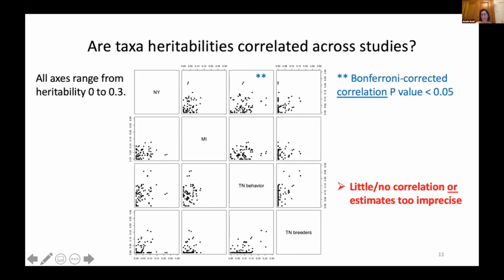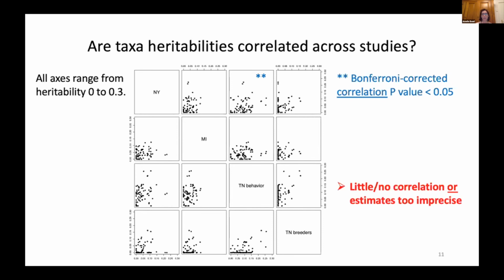And indeed, there is a correlation that is significantly different from zero, even after accounting for the 6 tests that we're doing here. So in New York and Tennessee behavior, the heritabilities tend to be correlated across taxa. If the taxa is highly heritable in New York, it tends to also be quite highly heritable in Tennessee behavior. But overall, there's still little evidence that the heritabilities are correlated.